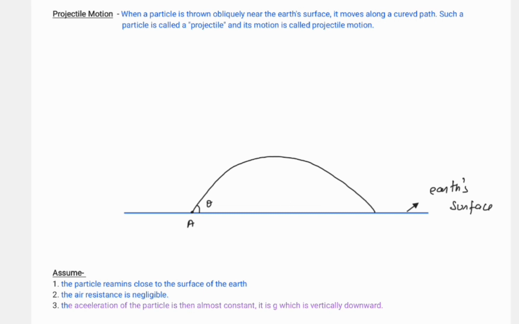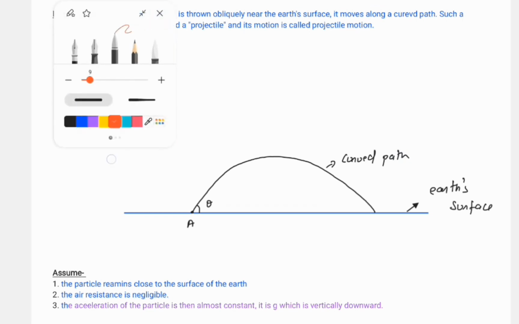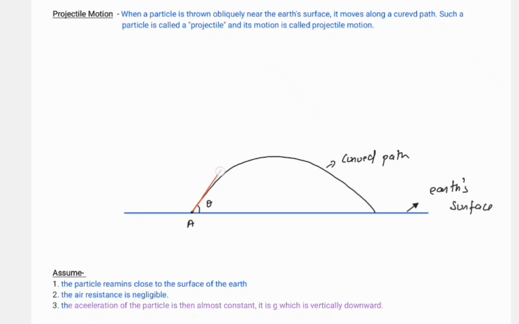Now the particle is going to follow a curved path. Let us assume the particle is thrown at an initial velocity of u. When we throw the particle, the initial velocity of the particle is small u. This is the initial velocity of the particle. Okay, this is a curved path.